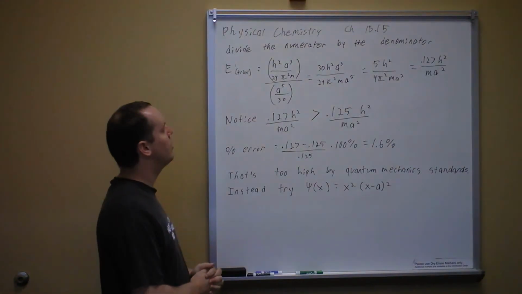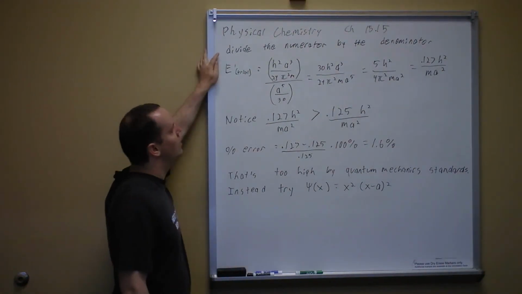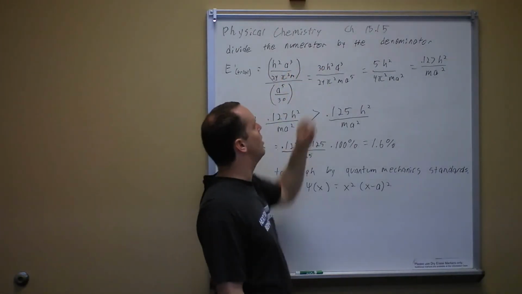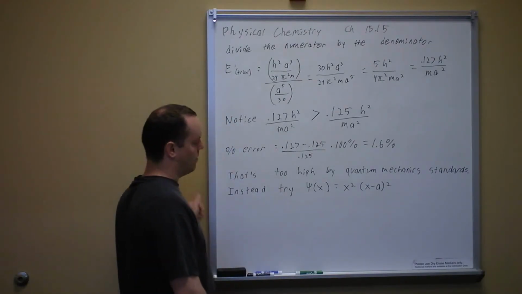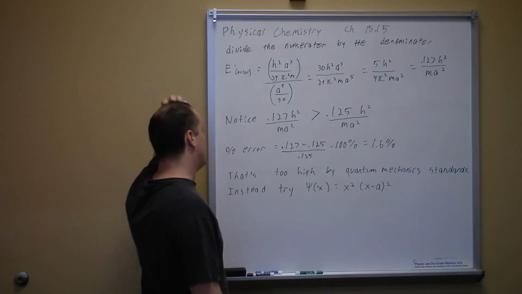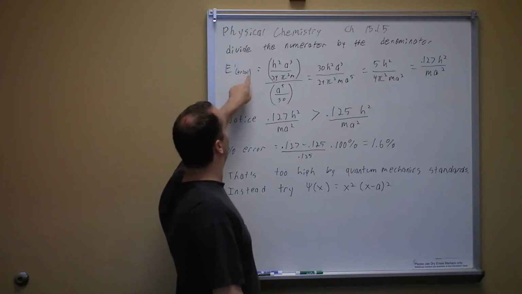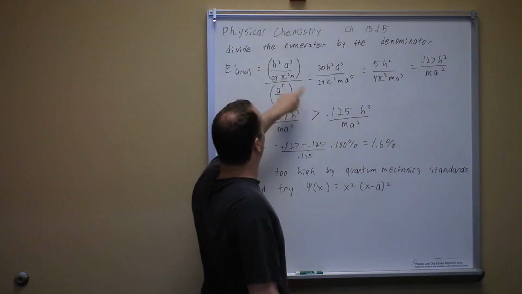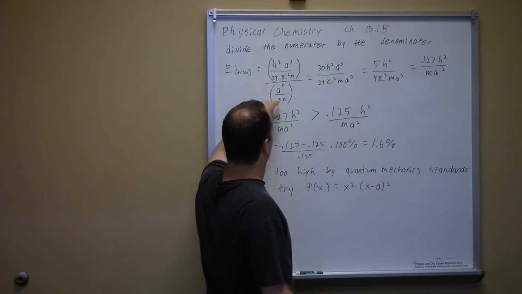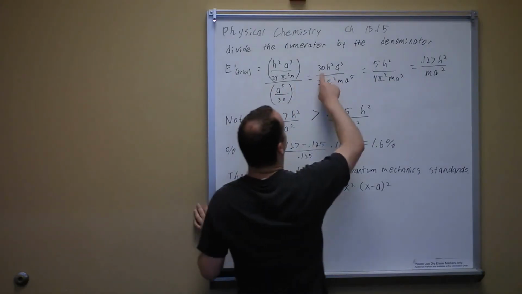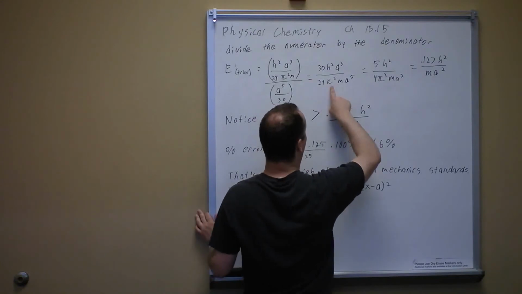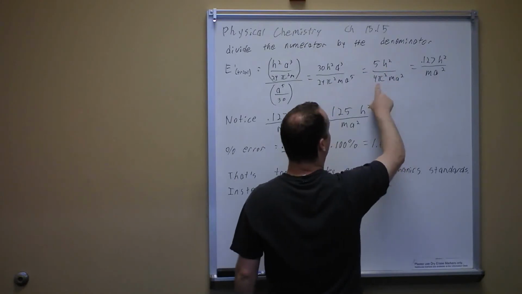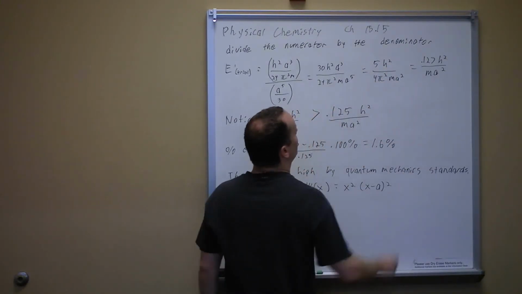Continuing on physical chemistry, chapter 18, section 15. We're continuing on approximation methods. Now we divide the numerator by the denominator. So our E prime, this is our trial, we have the numerator here, h squared a cubed over 24 pi squared m, and then our denominator, a to the 5th over 30. We combine that, we get 30 h squared a cubed over 24 pi squared m a to the 5th. Canceling a little bit, we get 5 h squared over 4 pi squared m a squared.